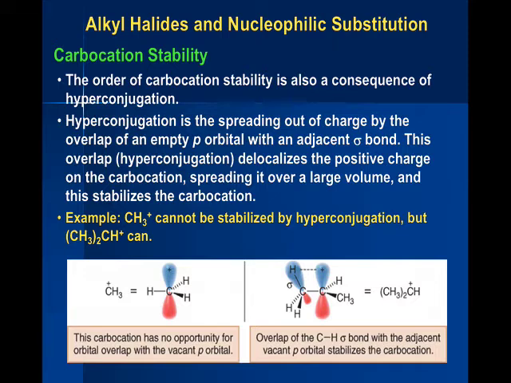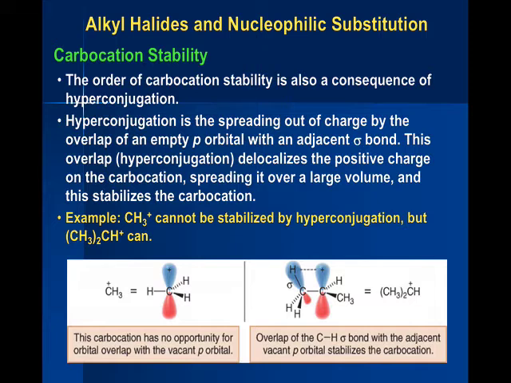In a secondary carbocation, you'd have another CH bond here that could do the same thing, and in a tertiary, you would have 3 of them. And so the more electrons we can donate into that carbocation, the more stable it's going to be, right? And that's going to be a good thing. So this is called hyperconjugation.